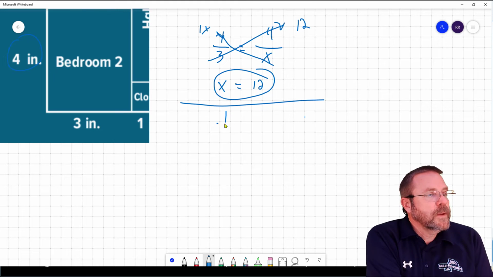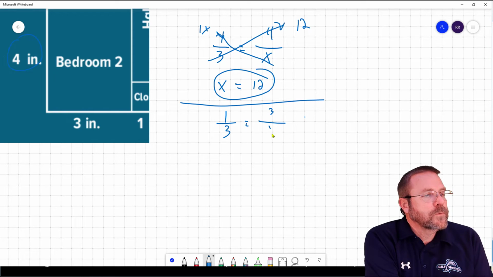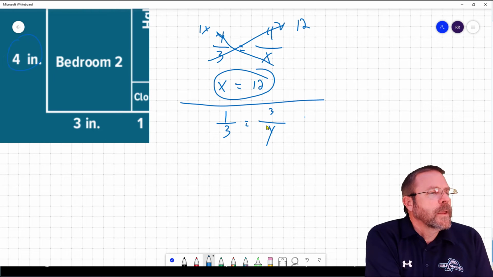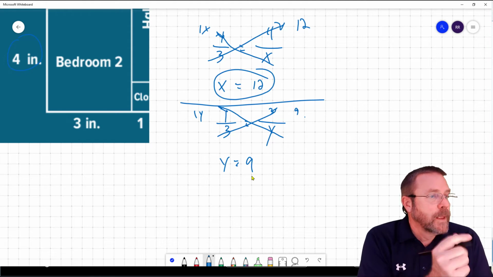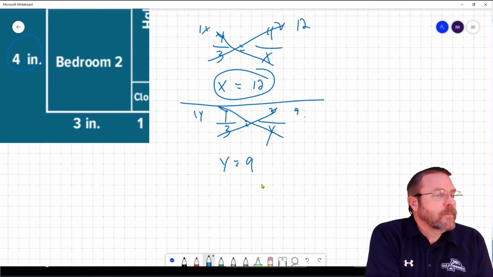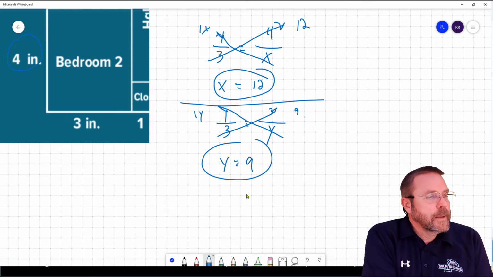Next, we're going to use the same ratio of 1 is to 3, as this time we're going to be looking at 3 is to, we'll call that y, and from there we can say that 3 times 3 is 9, y times 1 is 1y, therefore y is equal to 9. That leaves us with dimensions of that bedroom, which are going to be a length of 12 and a width of 9.